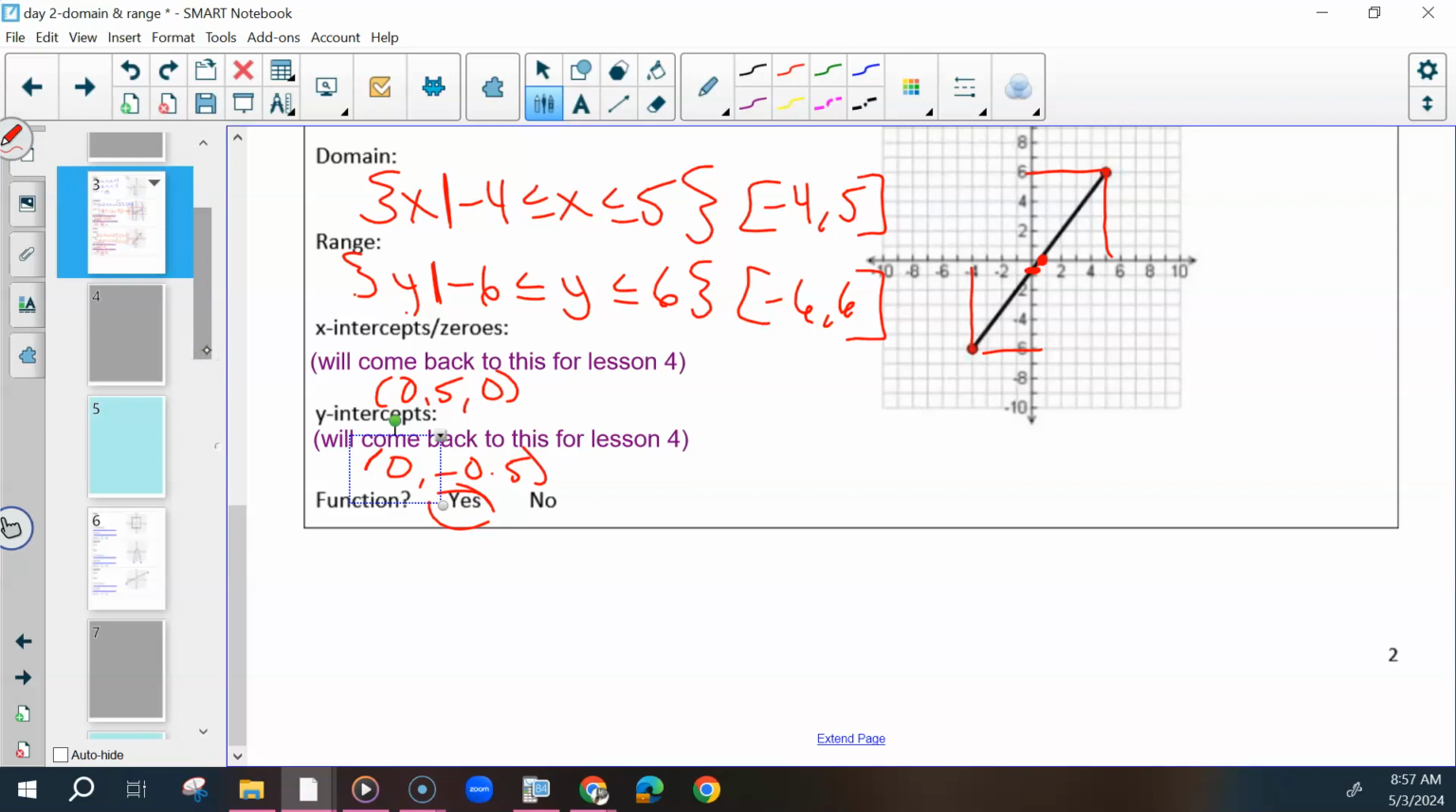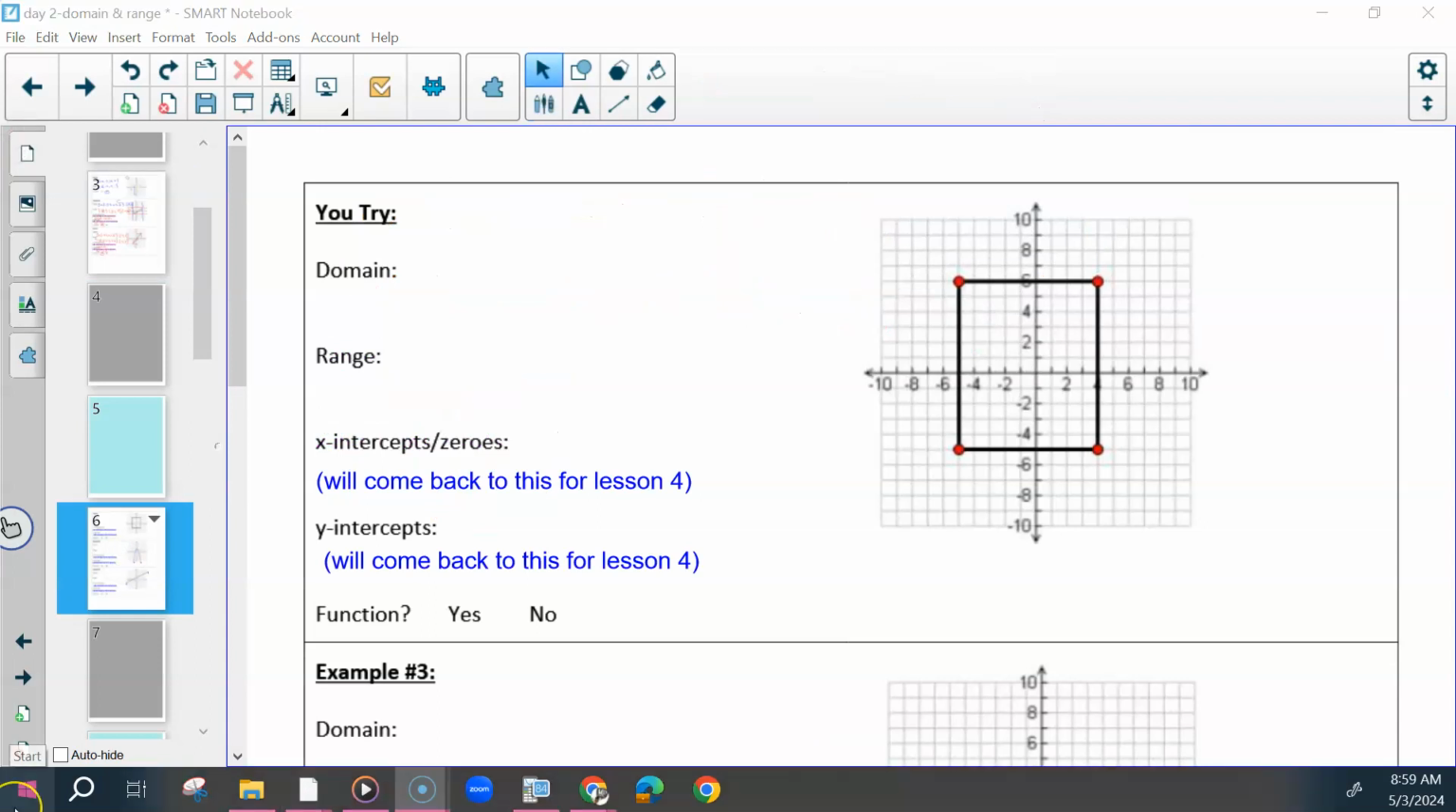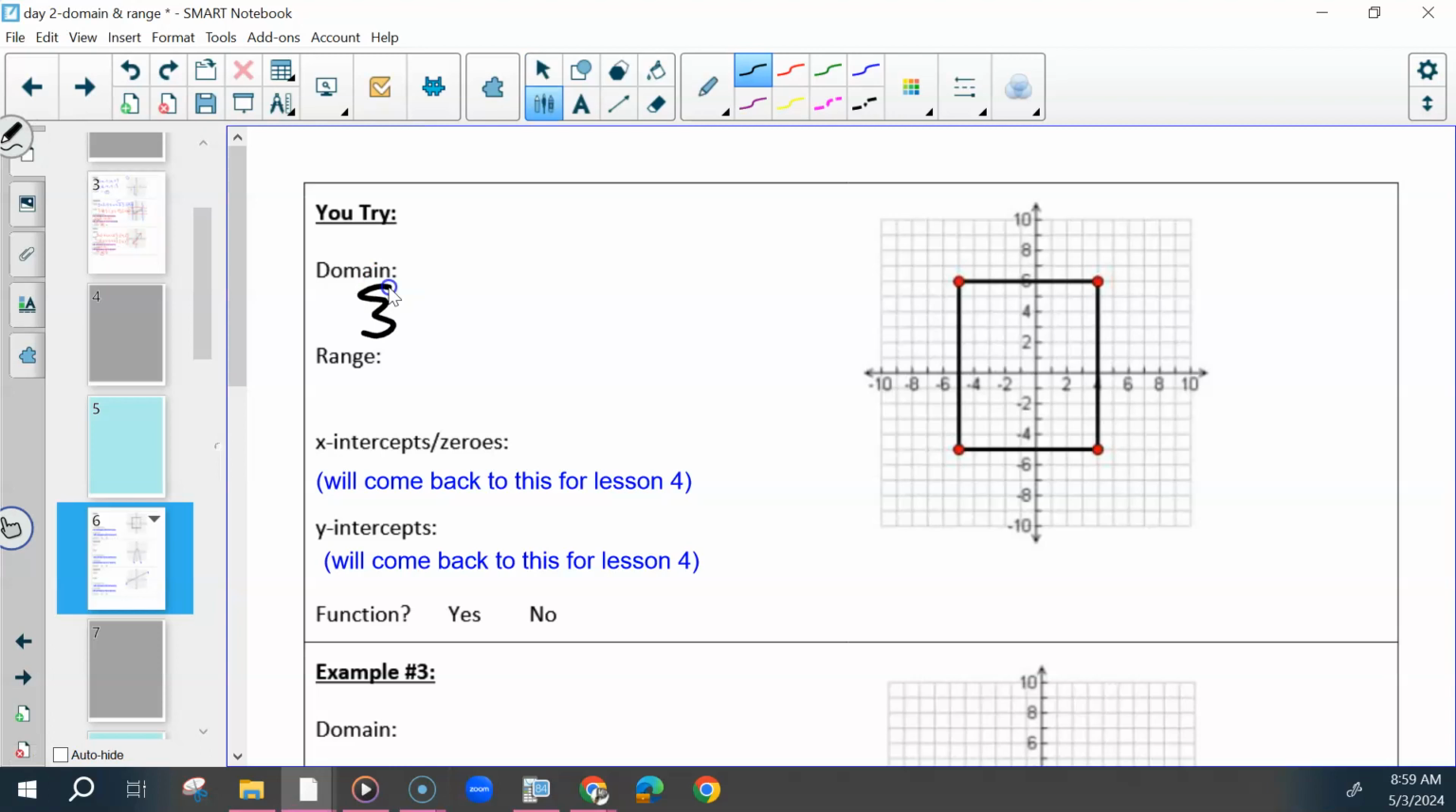I want you to try the rectangular one on the next page, and I'll give you a moment to do so. What was our domain here? Say that louder. -5 less than or equal to x less than or equal to 4. Curly brackets.